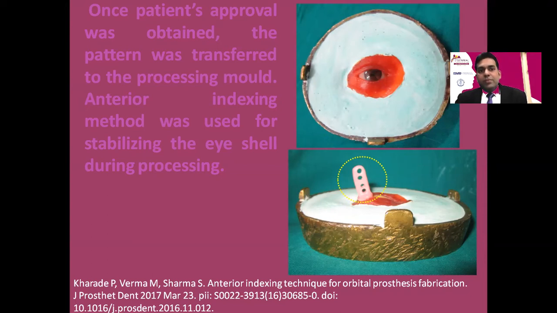So once the patient's approval is obtained, the pattern is transferred to the processing mode, and you can use this anterior indexing method for stabilizing the eye shell during processing. So here you can see that I have prepared this anterior index. It is prepared with the help of acrylic, and I have made a few holes in the index so that it will get retained in the upper portion of the flask. So once the dewaxing is done, this index and the eye shell will go into the upper part of the mold.